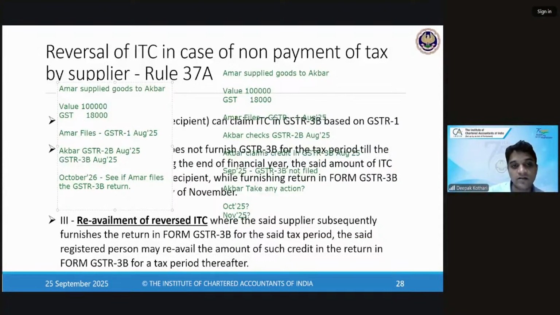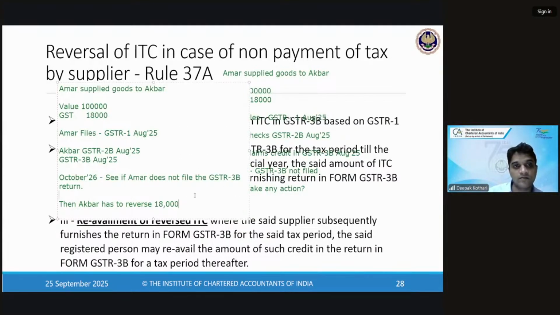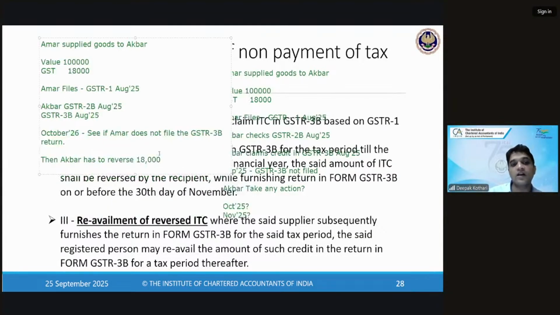If he's filed it, good. If he's not filed it, then if Amar files, then good. If Amar does not file the GSTR 3B till October 26, then Akbar has to reverse that 18,000 rupees. Yes, Akbar has to reverse the 18,000 rupees.